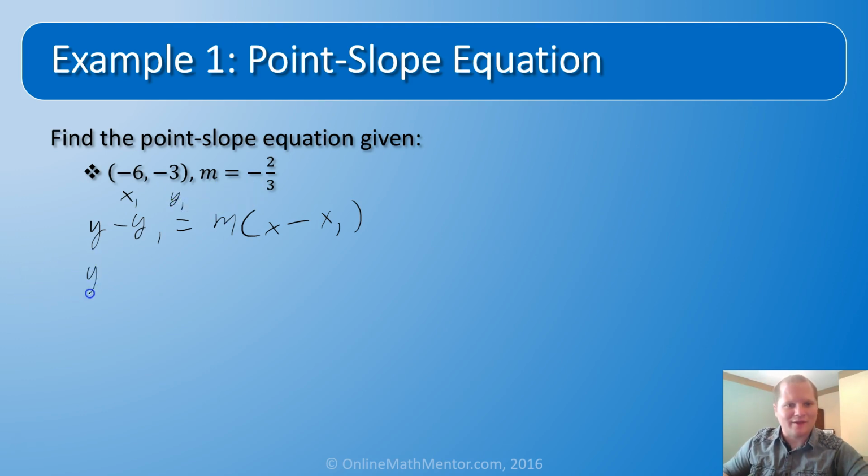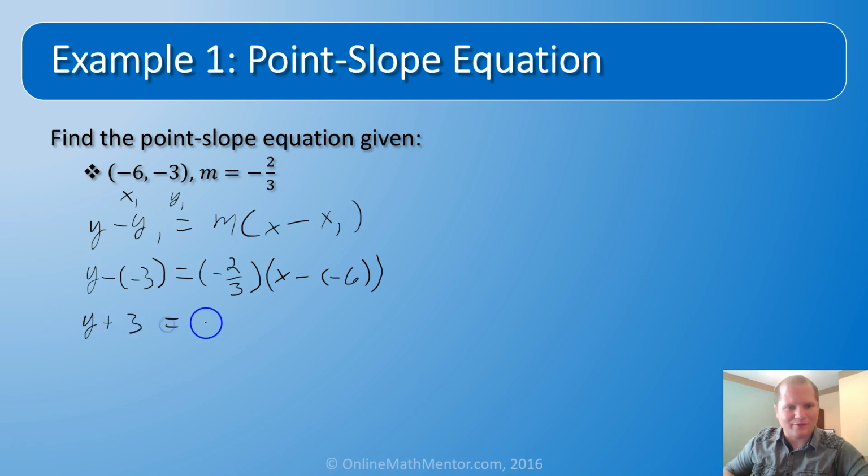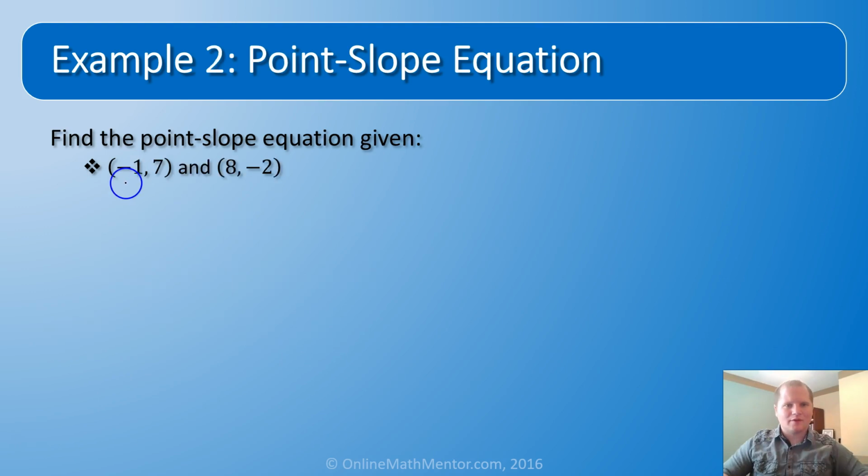And substituting in, we get y minus y1, which is negative 3, is equal to m, which is negative 2 over 3, times x minus x1, which is negative 6. Now if we just simplify this a little bit, we get y plus 3 is equal to negative 2 over 3 times x plus 6. And that's our answer.